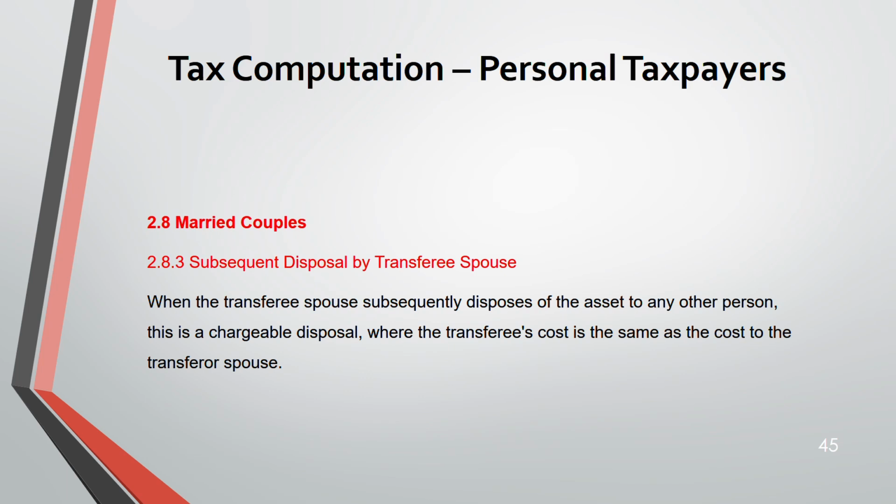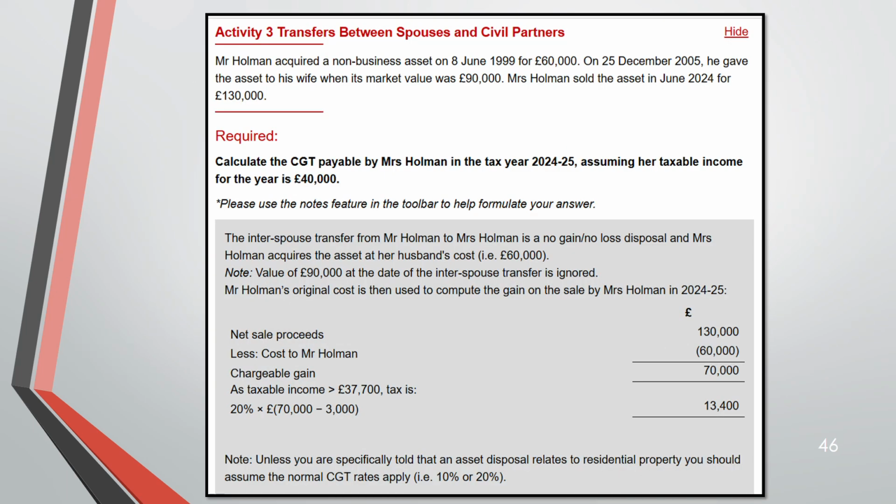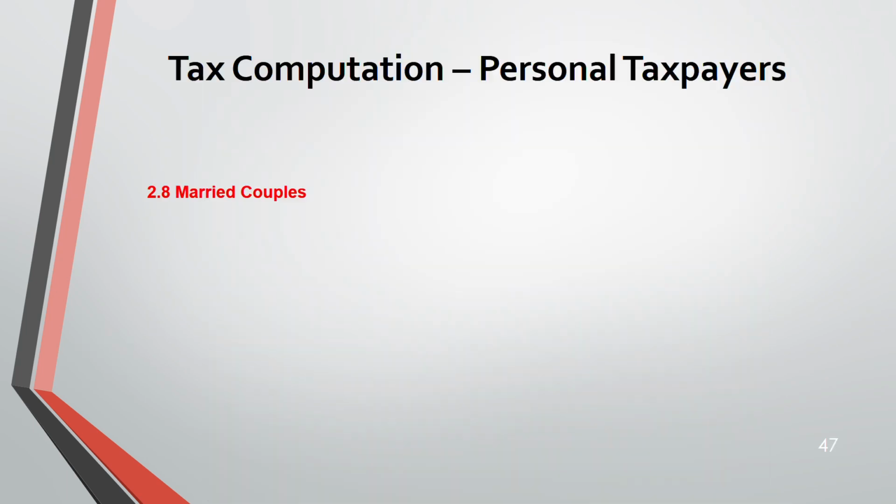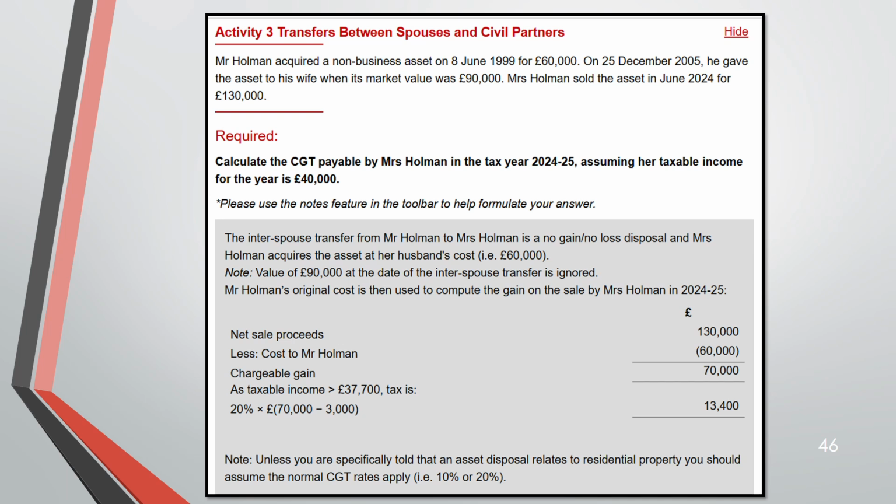Okay, so in that case, the transferee's cost will be the same as the cost to the transferor spouse. Okay, now activity 3. Through activity 3, we'll understand this now. There is an asset of 60,000, and he gave the asset to his wife when the market value was 90,000. She sold the asset for 130,000. So what is the CGT payable by the wife?